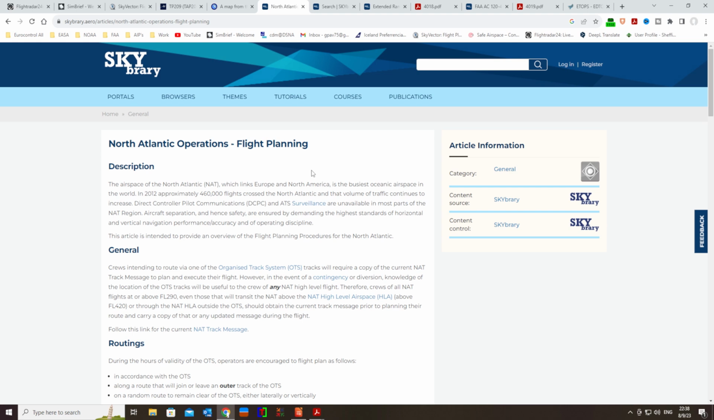Don't just go hit 180 just because it's out there. You go up to the point that it's required to complete your operations from A to B. North Atlantic airspace and flight planning, according to the documentation that I found in Skybrary.